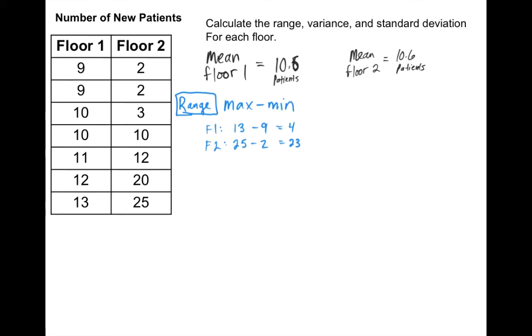To do this, there's a 5-step process where we need to take each of the data values. And again, I'm only going to do this for floor 1. So I'm going to take each of the data values, 9, 9, 10, 10, 11, 12, and 13. And what I want to do is take each one of those values and subtract the mean. So I'm going to subtract the mean from each one of these.